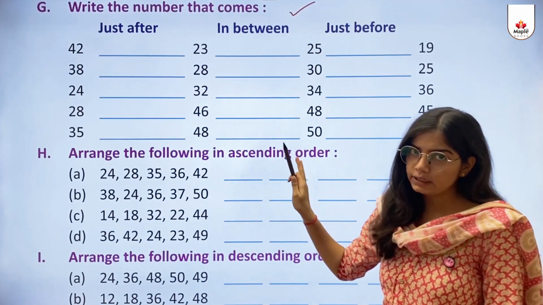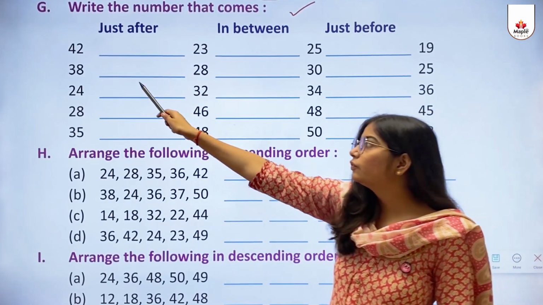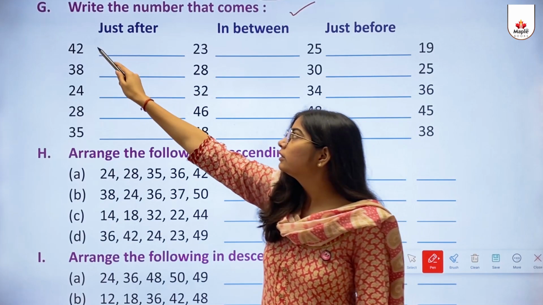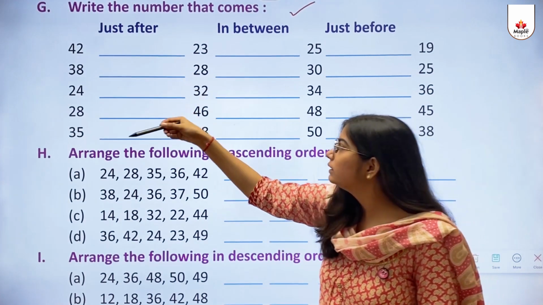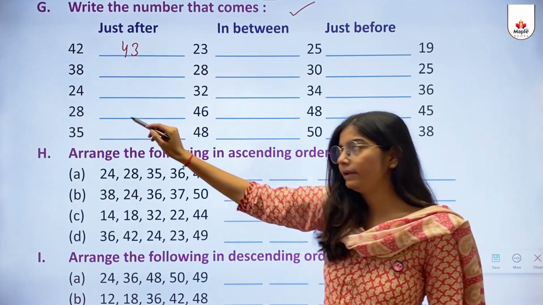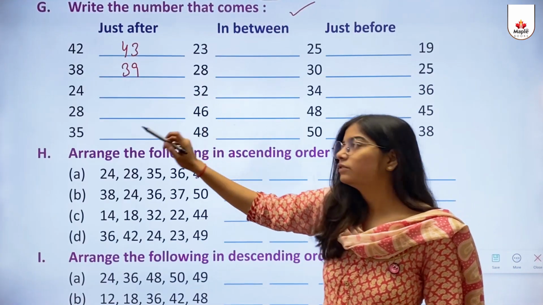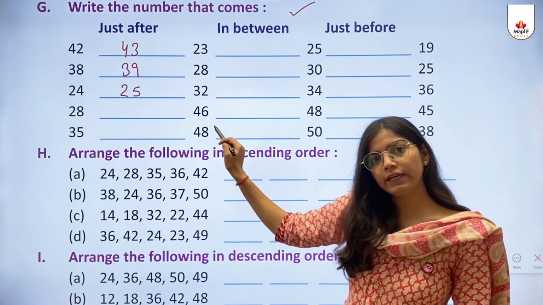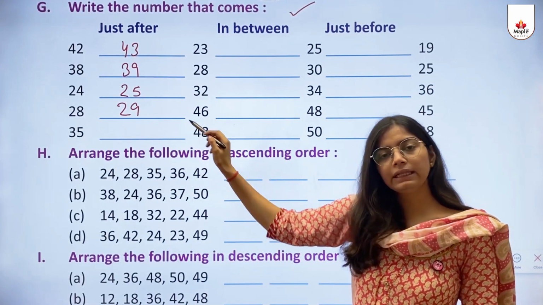G, write the number that comes just after. So we have to write the number, okay, just after. In these columns, we have to write the number which comes after these numbers, okay. 42, then 43. 38, 39. 24, 25. 28, then 29. 35, then 36.